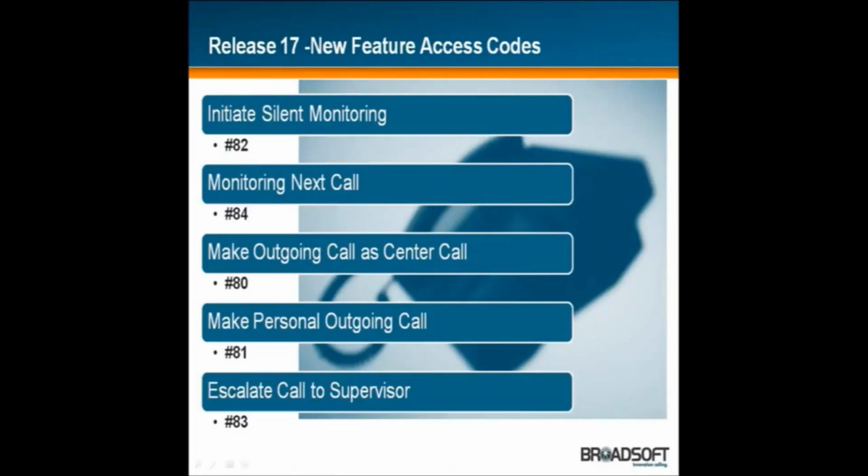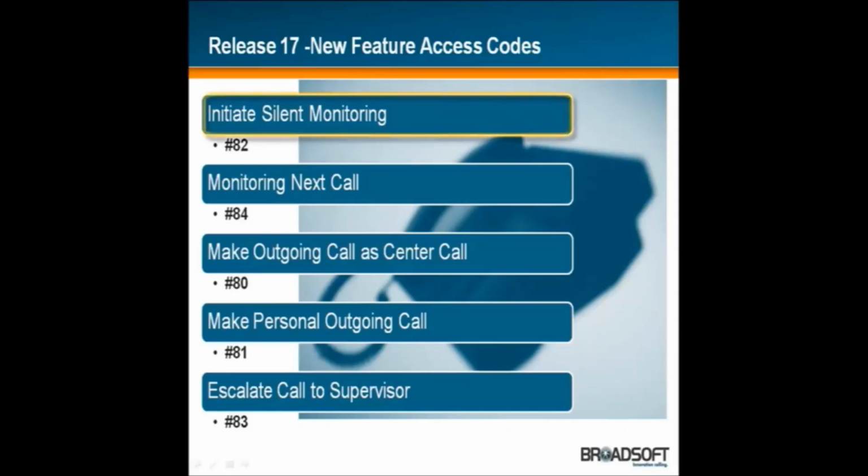Release 17 introduces several additional feature access codes that allow users, both call center agents or supervisors, to enable and disable call center features and functions directly from their device. The default feature codes are listed on your screen, but can be customized within the BroadWorks web portal under Utilities.